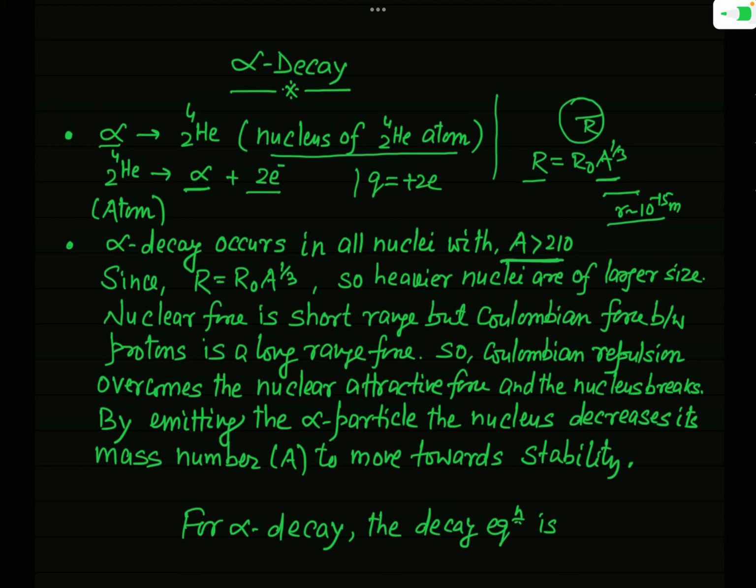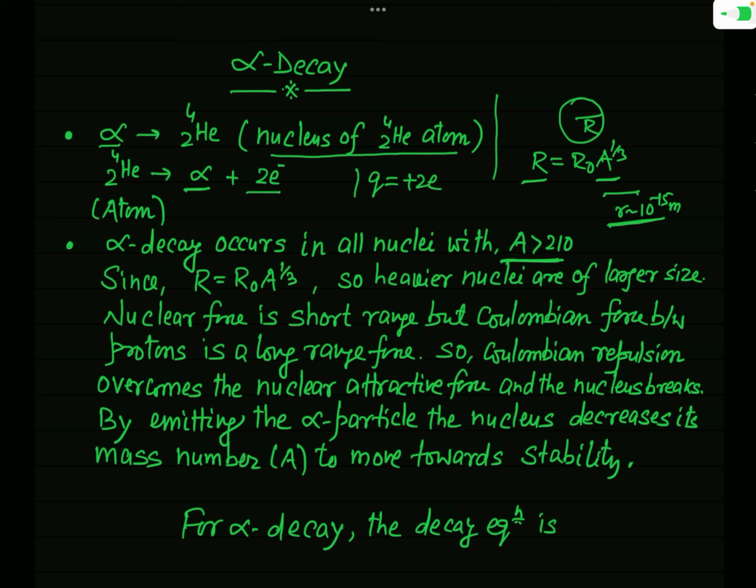As I have told you, the nuclear force is a short range force, and it will be effective only when the distance between two nucleons is very small, of the order of 10 to the power minus 15 meter. On the other hand, Coulombian force is a long range force. It means Coulombian force is effective even when the two interacting charged particles are far separated.